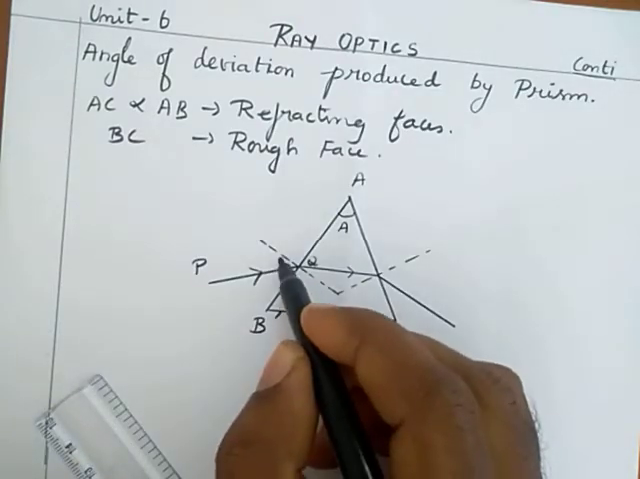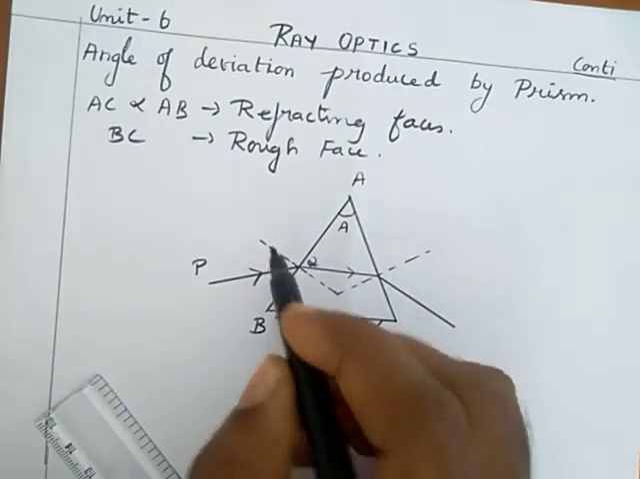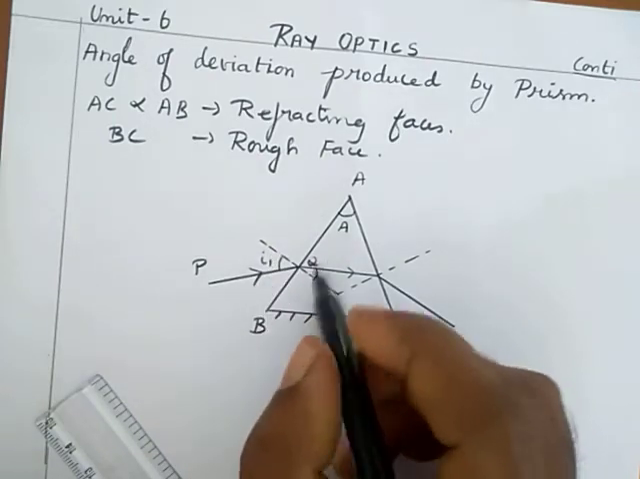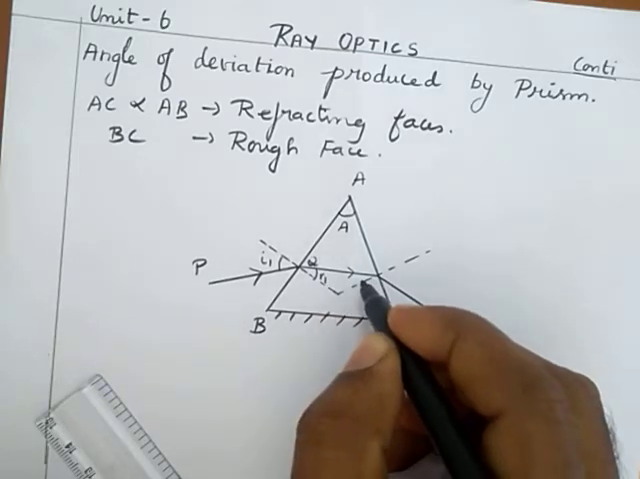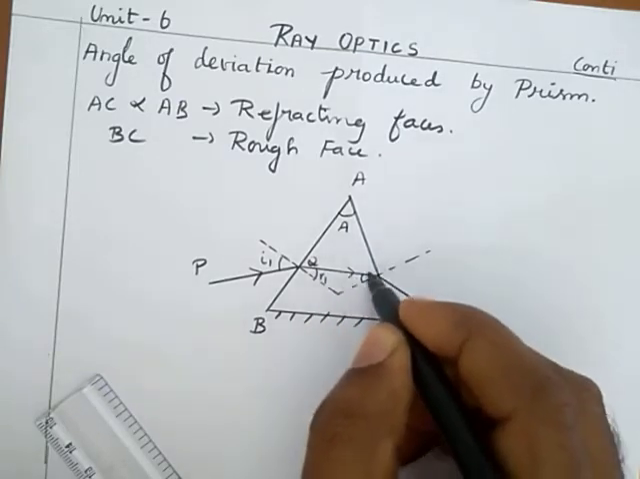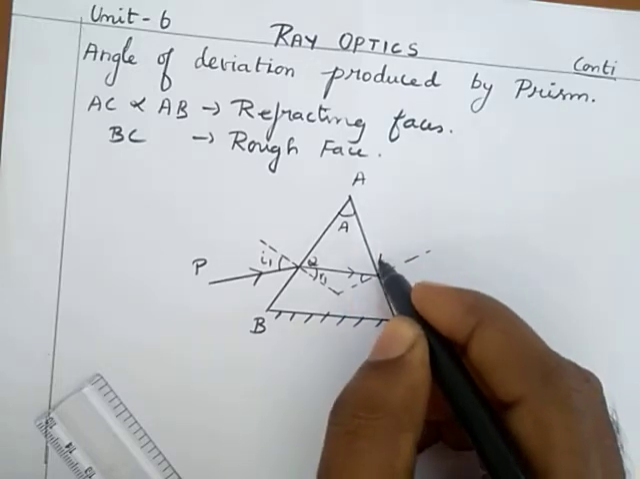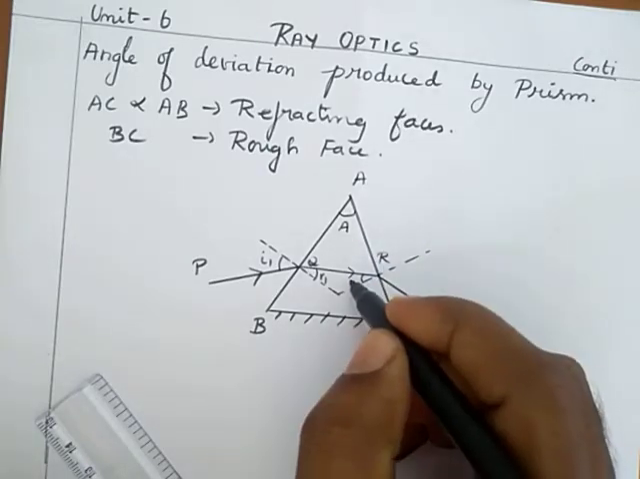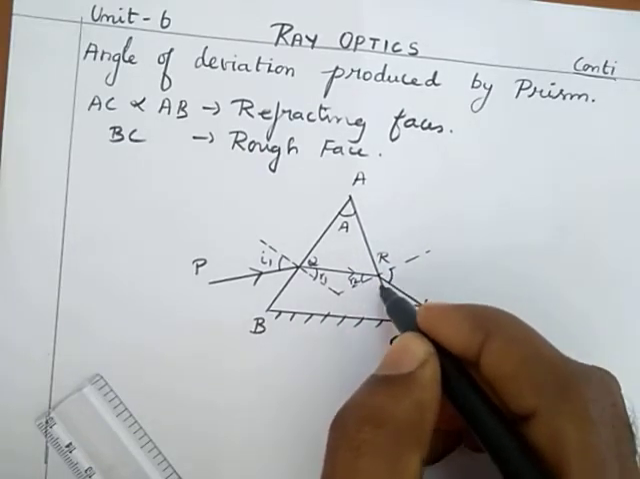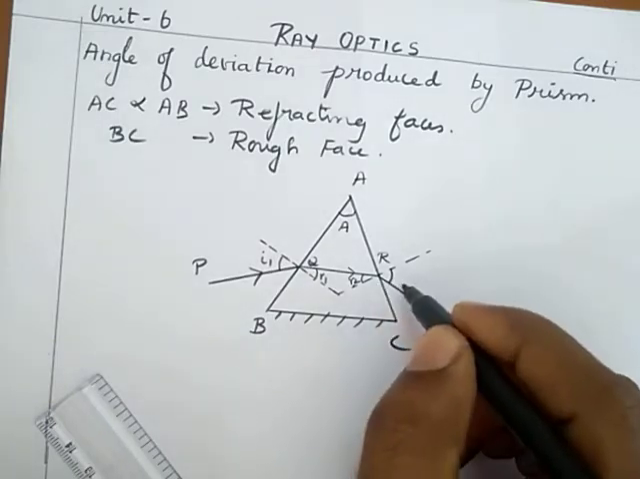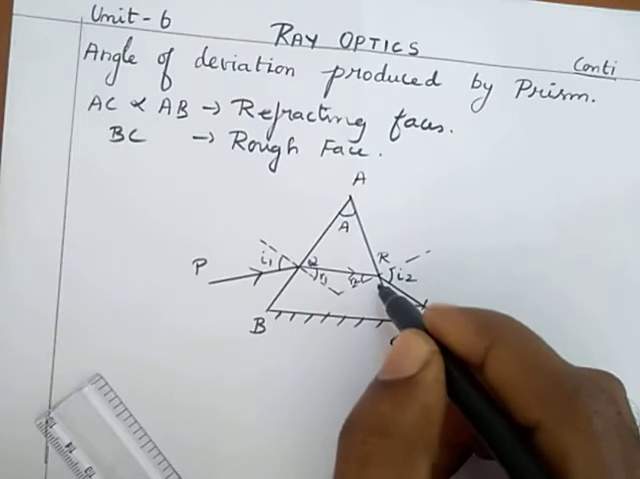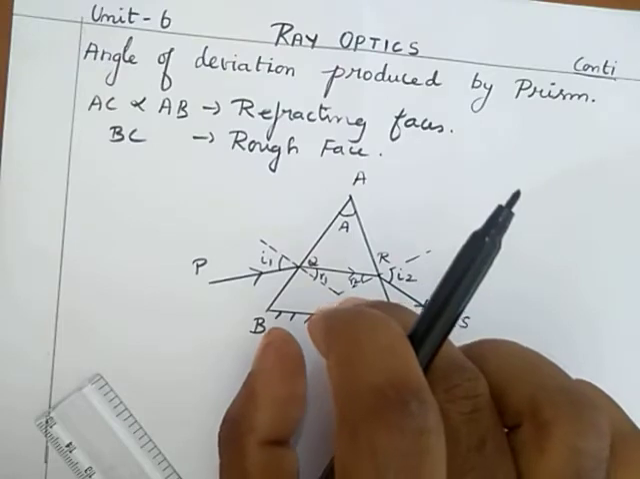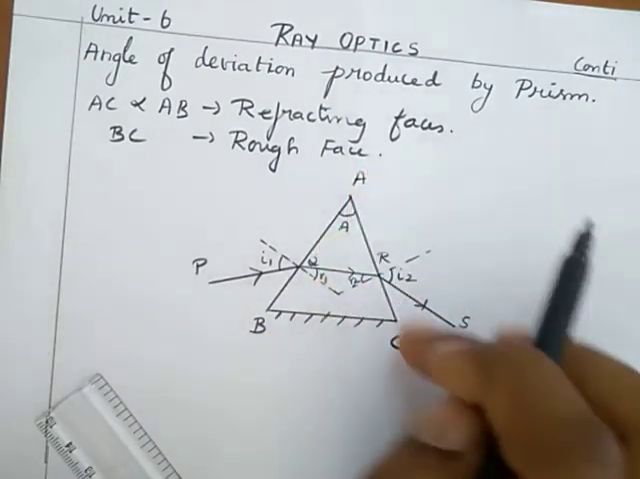Here at the point Q, I consider the angle of incidence as I1 and the angle of refraction as R1. The point of incidence on the surface AC will be R. Then the angle of incidence on the surface AC is R2. The angle of emergence is I2. The ray RS is the emergent ray, because it is emerging out from the surface AC.